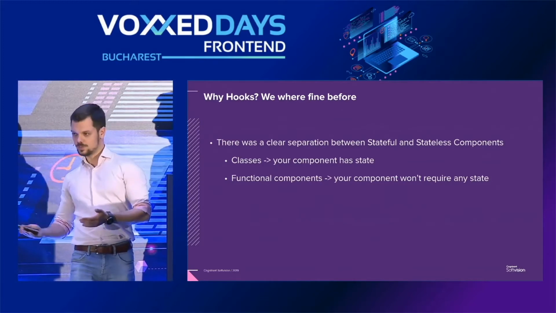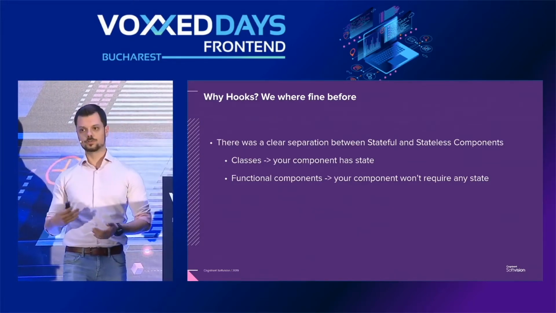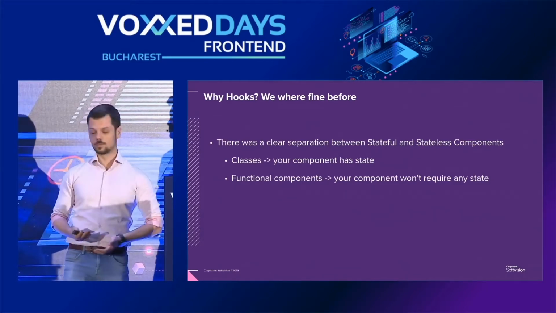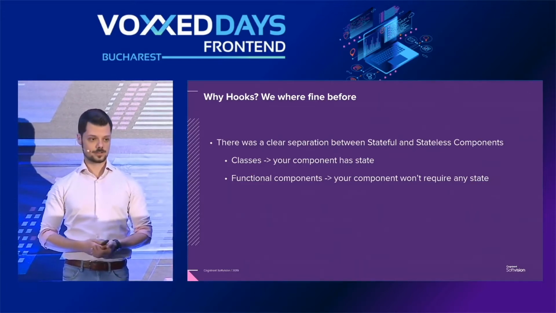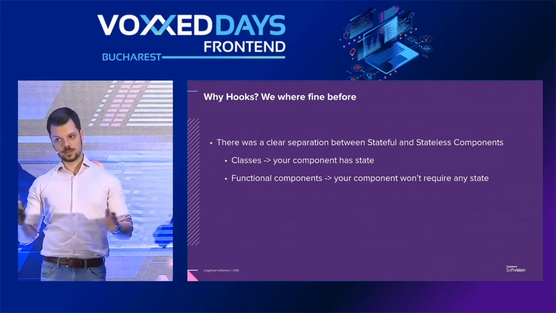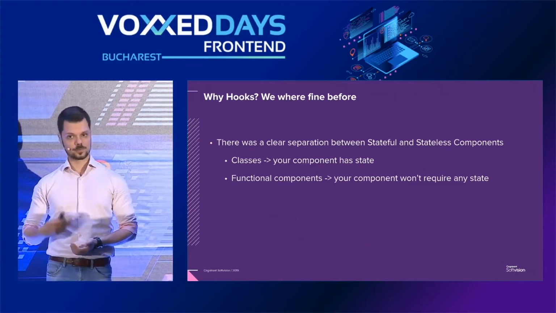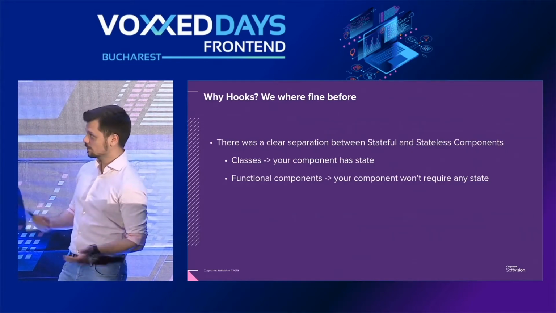So class components, for those of you that don't use React, allow you to use the states and the lifecycle methods from React. Functional components are pure functions. You can write them in plain vanilla JS, and they don't have access to any state. They just render. They use props and then render something on the screen. So yeah, we were in a good state.